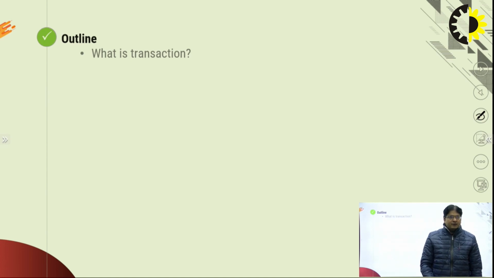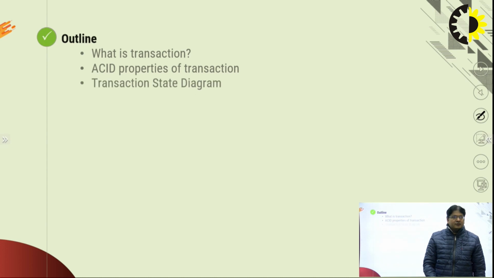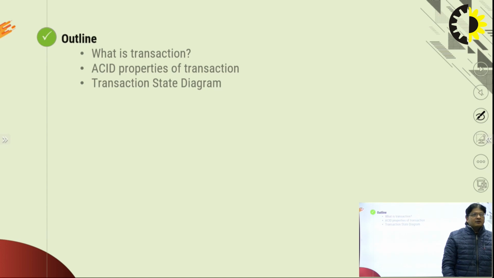Now we will discuss the main outline of our presentation. First, what is a transaction? Then we will discuss the various properties of transactions, which are known as ACID properties. Third is the transaction state diagram, and fourth is the schedules used in transactions. A schedule can be a serial schedule, or it can be a concurrent or non-serial schedule.